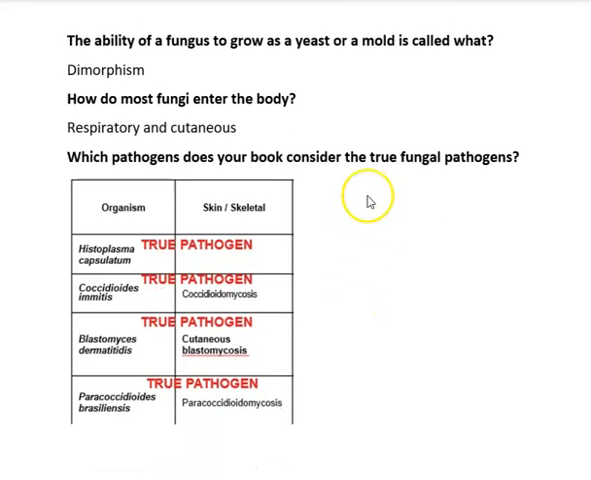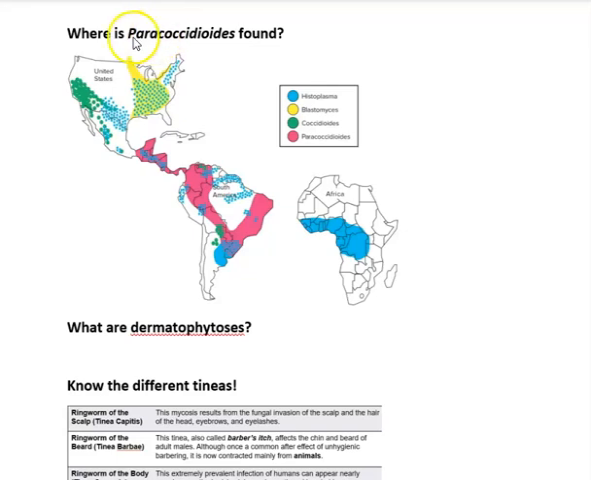All right, which pathogens does your book consider to be the true fungal pathogens? So we're going on your book's definition of a dimorphic true fungal pathogen. That is, it's able to cause disease in a healthy adult. And it's going to be these 4 guys right here: Histoplasma capsulatum, Coccidioides immitis, Blastomyces dermatitidis, and Paracoccidioides brasiliensis. Okay, I want you to know where Paracoccidioides is found. And remember that it's going to be endemic to regions of Central and South America.